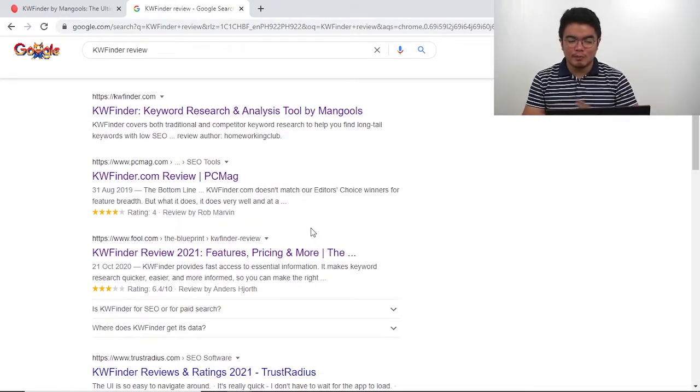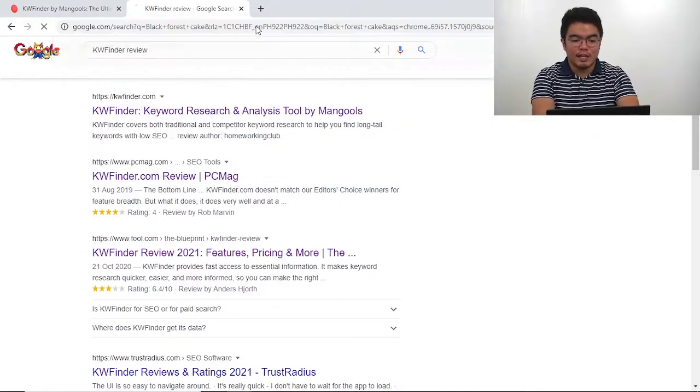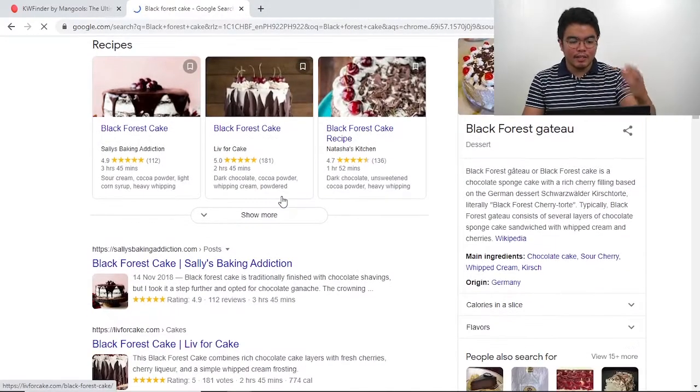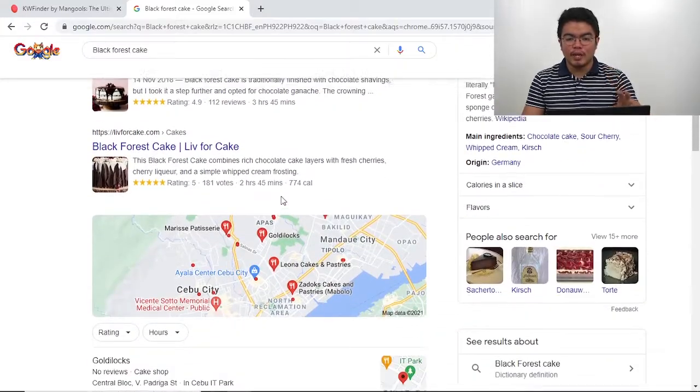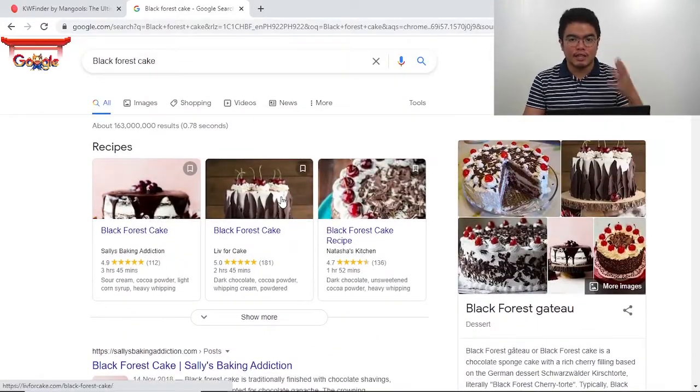And this might sound simple, especially because our keyword is KW Finder Review. But for things like Black Forest Cake, again, let's take a look. Black Forest Cake. You can see right there, everything that's winning for that keyword is recipes.